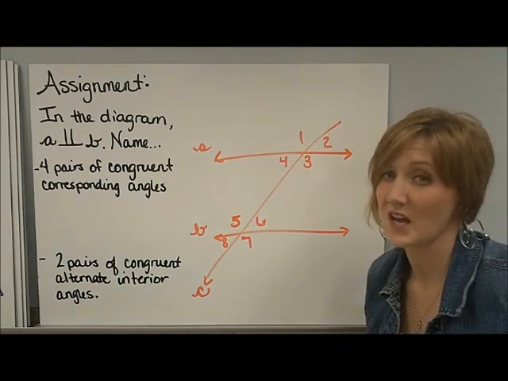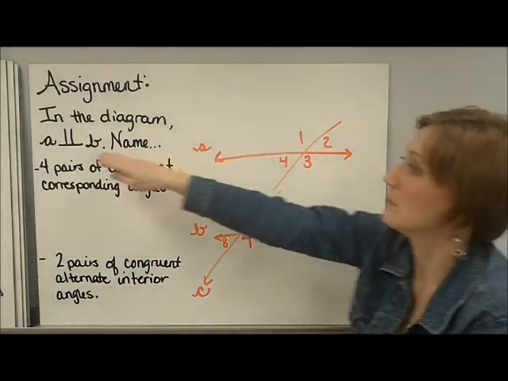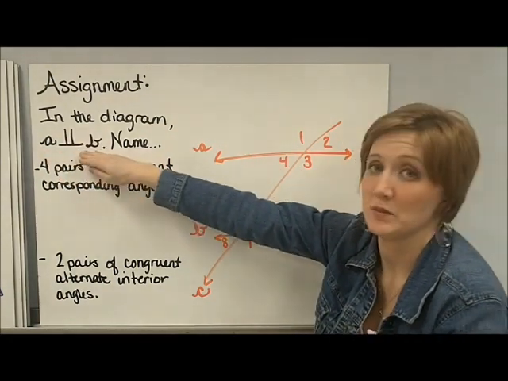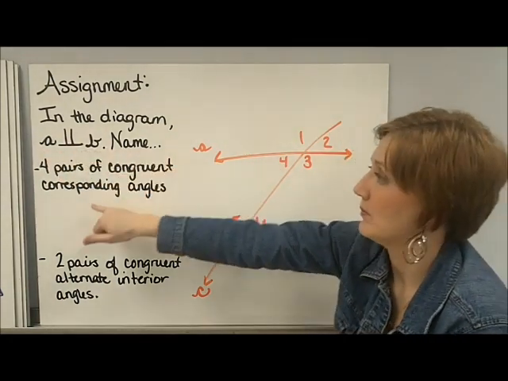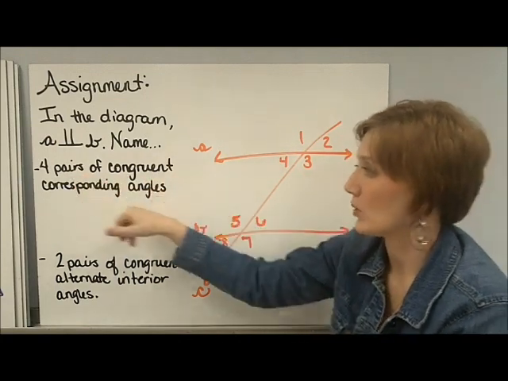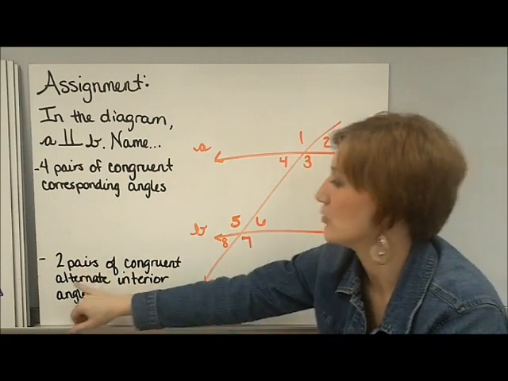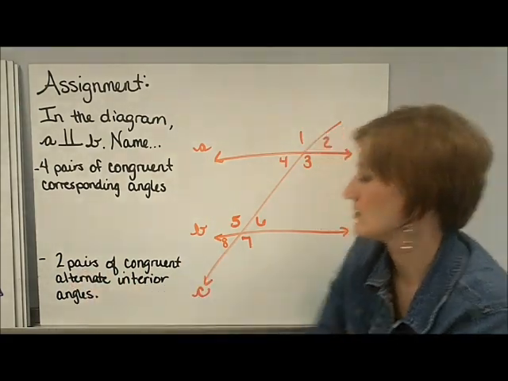So what does that mean for your assignment? Well, your assignment says, in the diagram, line A is parallel to line B. You have 2 parts to your assignment: name 4 pairs of congruent corresponding angles, and 2 pairs of congruent alternate interior angles.